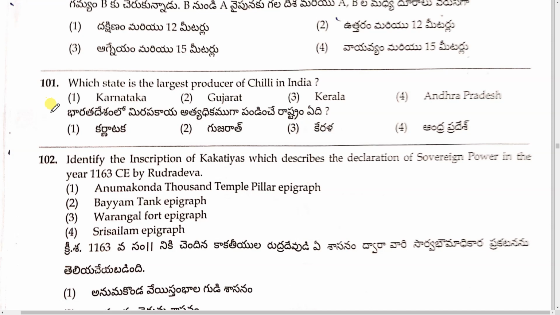101. So 101, which state is the largest producer of chili in India? So it is asking about chili production. The correct answer is Andhra Pradesh.